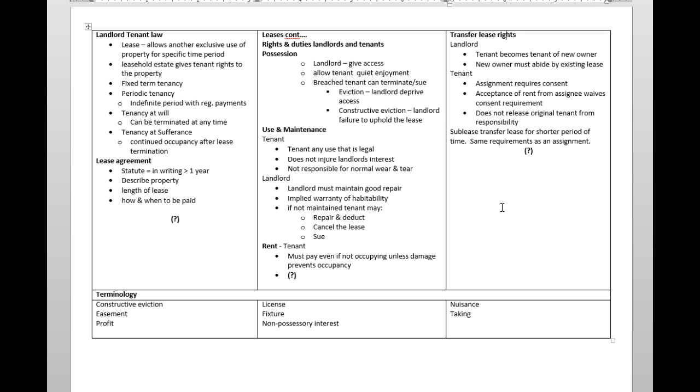A sublease transfers a lease for a short period of time, same requirements as an assignment. Again, to have a sublease, that has to be allowable by the landlord. So you always have to check with the landlord and make sure everything is okay. Otherwise, you can get into a lot of trouble, as can the person who, thinking they have rented an apartment, moves in and finds out that, oops, they can't live there and they have to move out, and then things can get somewhat uncomfortable.